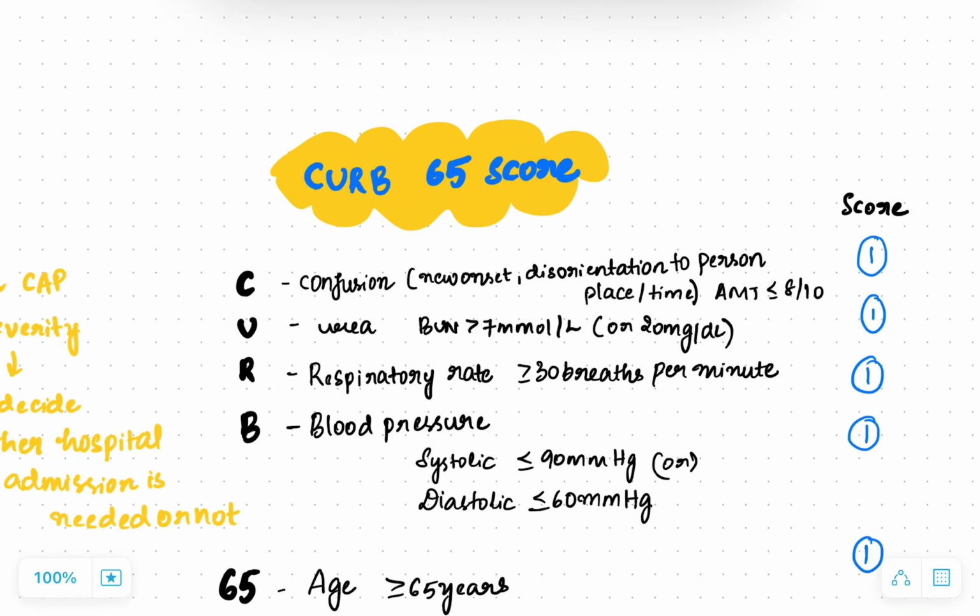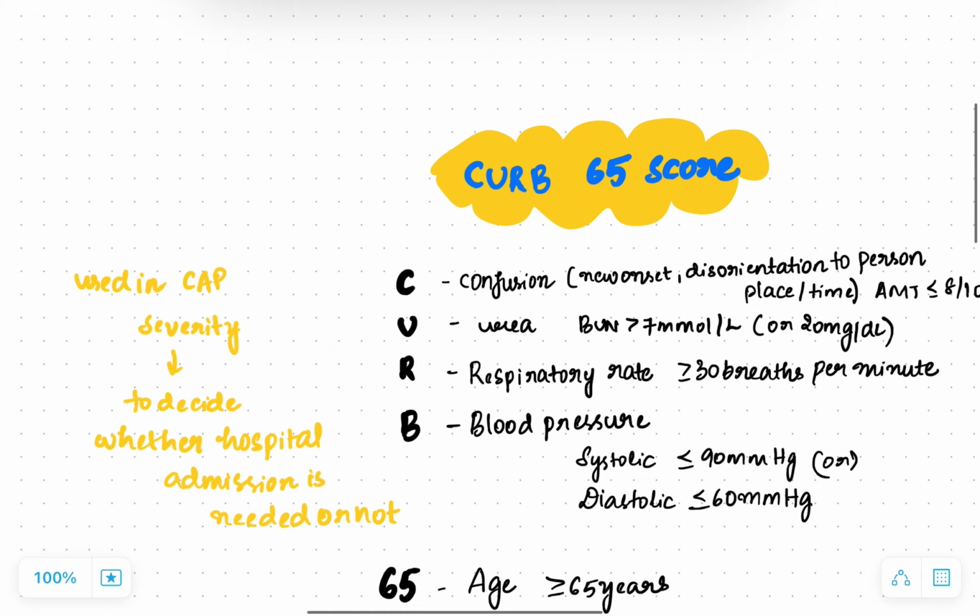Hello everyone, in this video we are going to discuss the CURB-65 score. So what is this CURB-65 score? It is used in the assessment of community acquired pneumonia severity and to decide whether the patient requires hospital admission or not in cases of emergency settings.